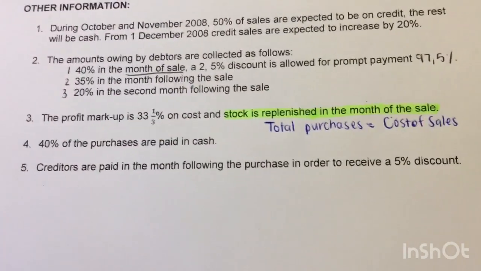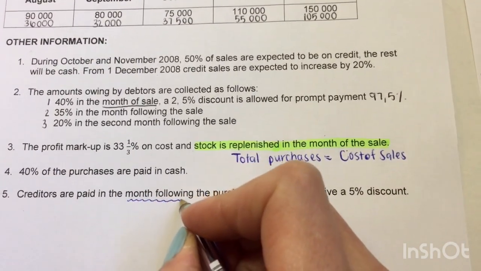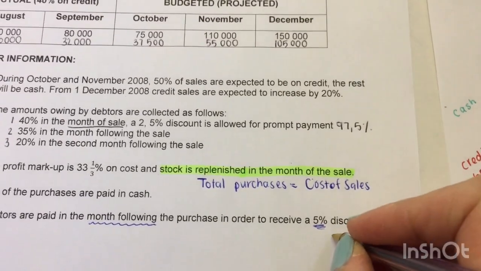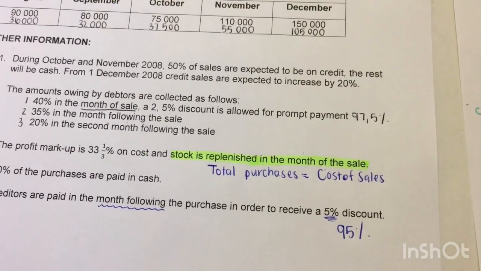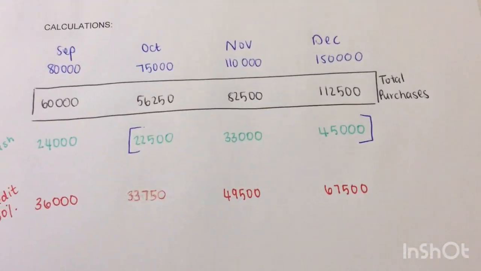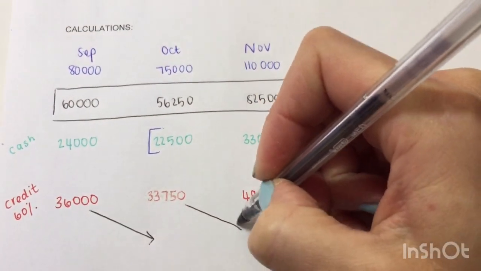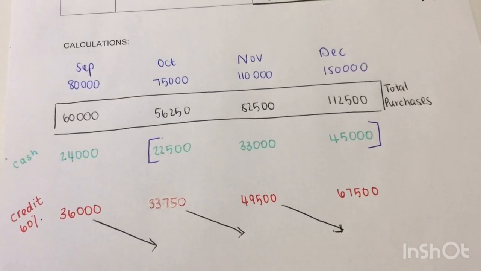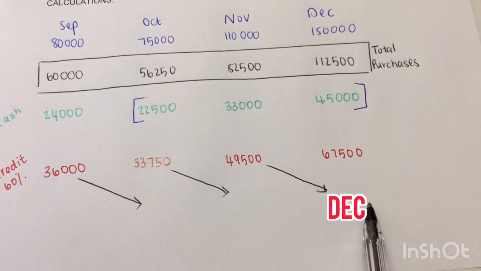So now we go and read the last part, and it says there that creditors are paid in the month following the purchase in order to receive a 5% discount, which means I will be multiplying with 95%. So in order to work out when will I pay my creditors, I know they will pay 1 month later. Okay? So the September amount will be paid in October, the October amount in November, and the November amount in December.